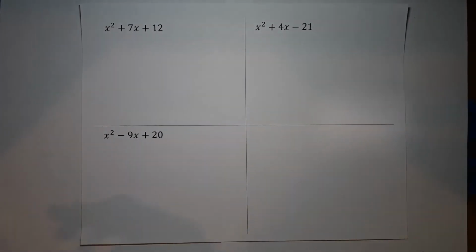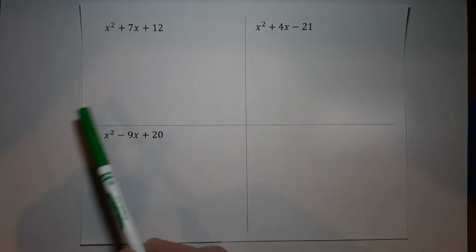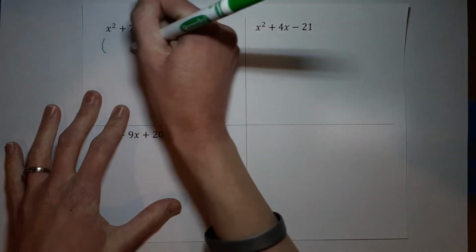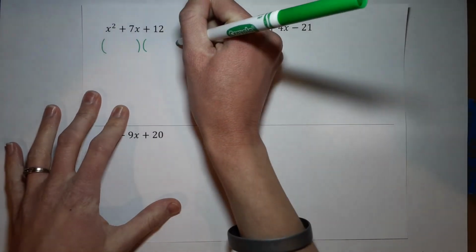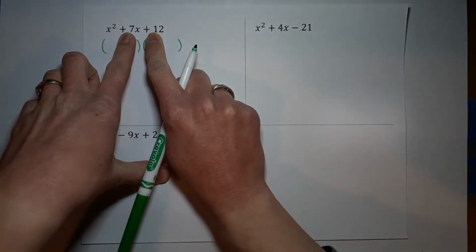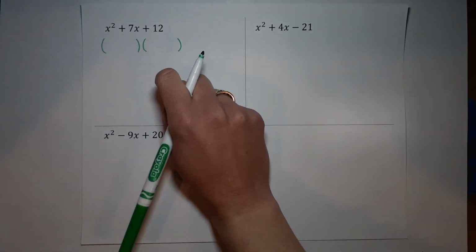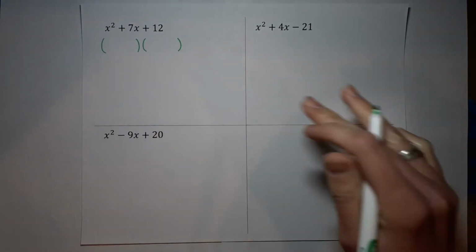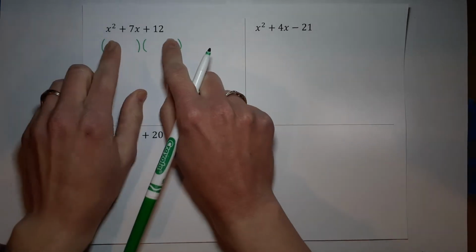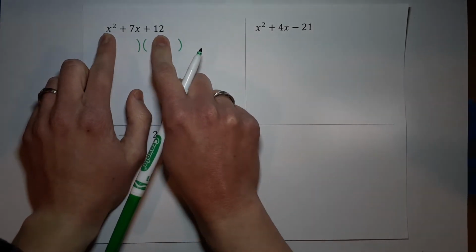Okay, so let's start. Here we go. I want to know what two parentheses will multiply together to give me this. Okay, how do I do that? You don't have to just guess random numbers. Someone figured out this really cool trick. It's not really a trick. Anyway, okay, here we go.